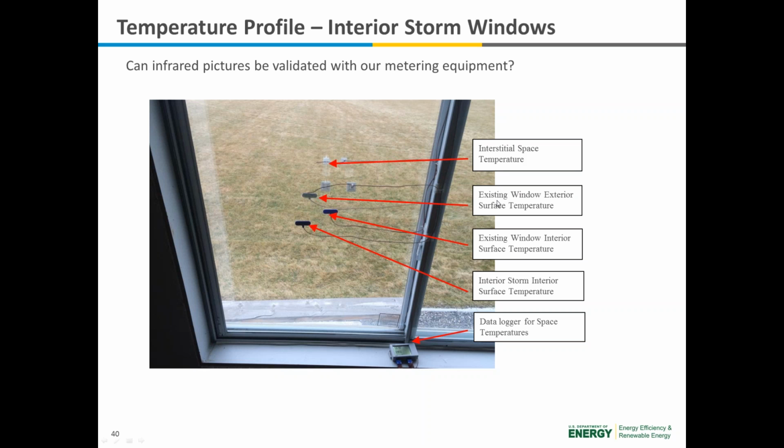Existing window exterior surface temperature, so that's the outside temperature of the panel of the primary window. Existing window interior surface, so this is the temperature of the low E window interior space. Interior storm window surface temperature, so this is the temperature seen at the conditioned space. And then this is the data logger that we had.